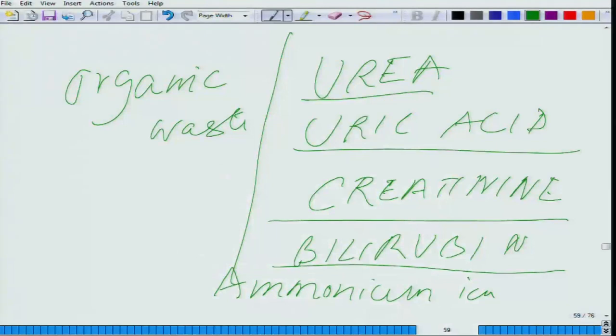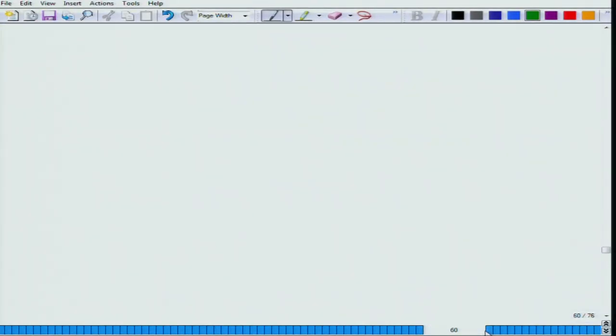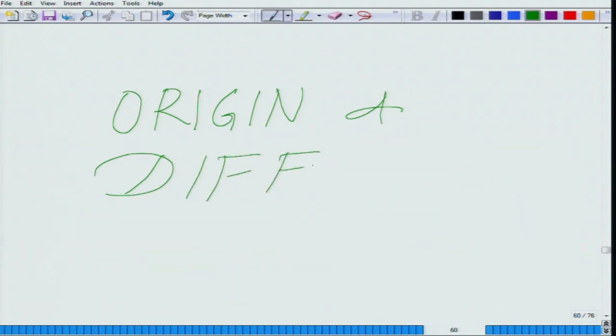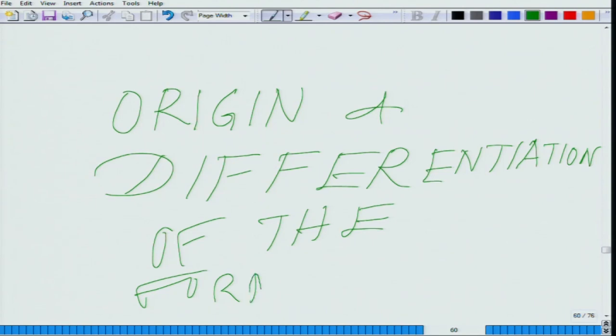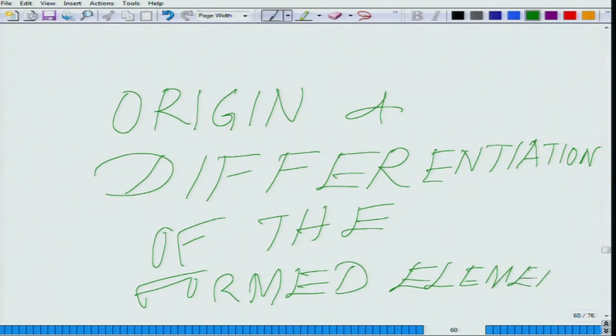So, let us get back to the slide and talk about the origin and differentiation of formed elements. Okay. Origin and differentiation, the process by which a cell attains its final fate, differentiation of the formed elements. Okay. Let's get back to it.